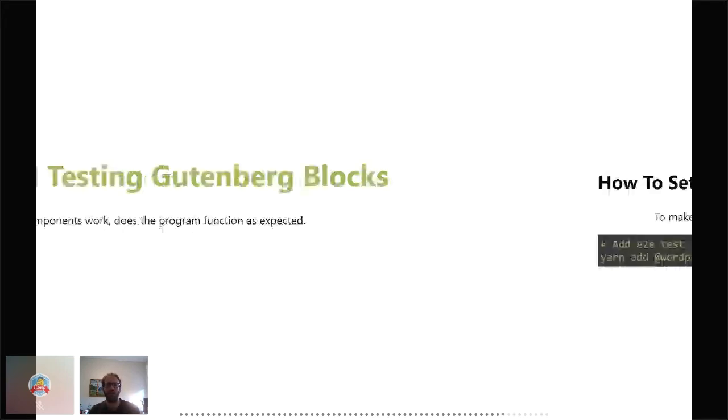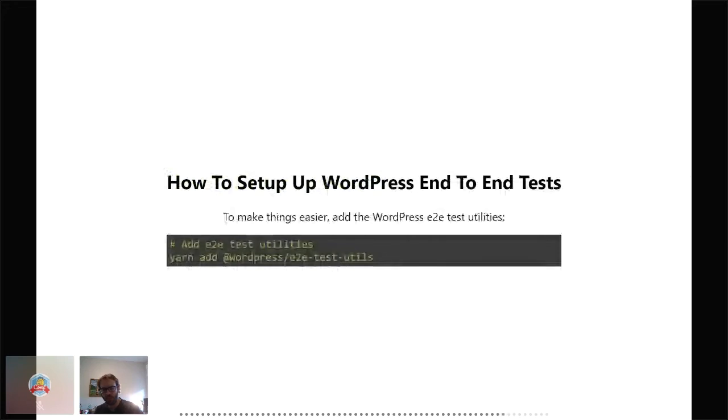End-to-end testing is included in the WordPress scripts package. An optional step that I strongly recommend is that you install the WordPress end-to-end test utils. So go ahead and do that as well. This gives you a lot of just helper functions like activate plugin, new post, add block, which you could write yourself, but why?